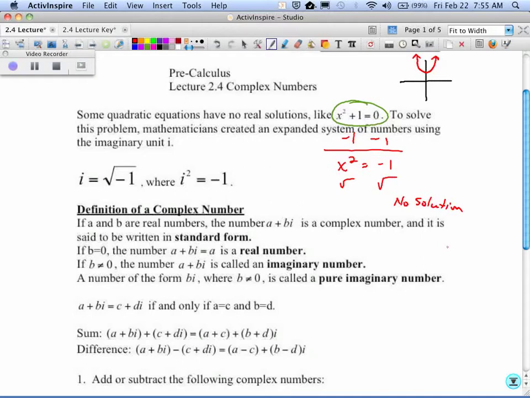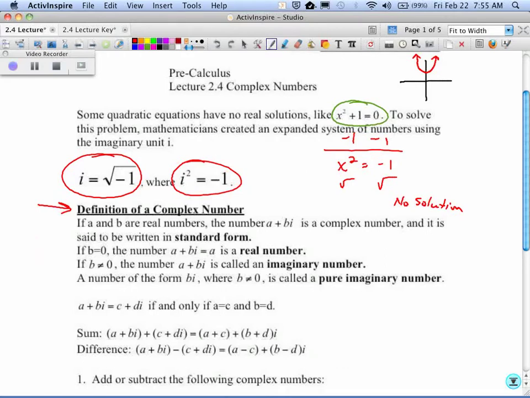So somebody says, what if we let i equal the square root of negative 1? How would that work? How can we continue on with mathematics? Well, if i equals the square root of negative 1, i squared would be equal to negative 1. And then we can keep on going. So the definition of complex numbers is created.